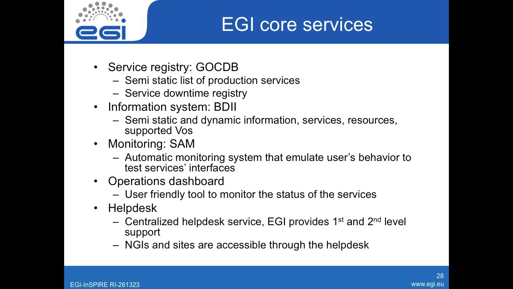To monitor the infrastructure, there is a distributed service availability monitoring called SAM. Basically, what it does is monitor the availability of the services, emulating the user behavior and testing the interfaces exposed by the services. So it tries to submit a job, to upload a file to a service, etc. There are other support tools, like the operations dashboard, used by the NGIs to check the errors and the alarms generated by the services. So it's more an operational tool used by NGI teams.